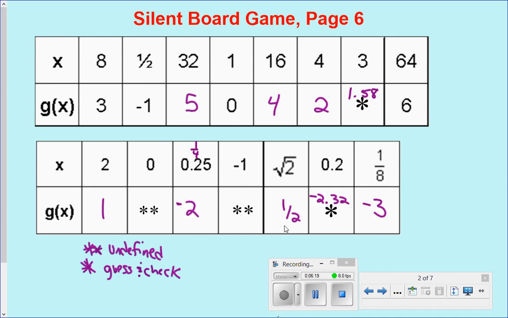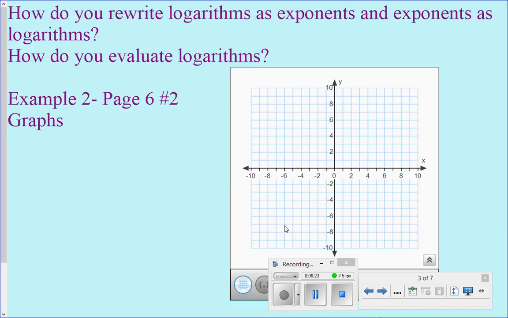The next thing you're going to need to do is in your notebook, set up a large coordinate plane, taking up most of the page, and then put the origin in the center of the page. And then once you have that set up, we're going to go ahead and plot the points from the silent board game table. So I'm going to do that now.